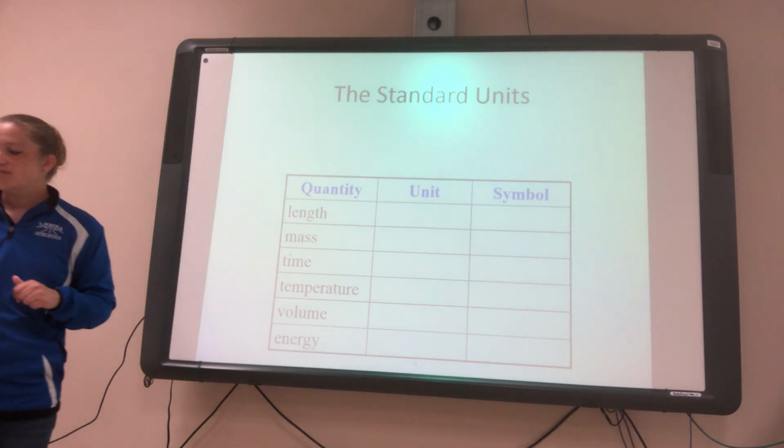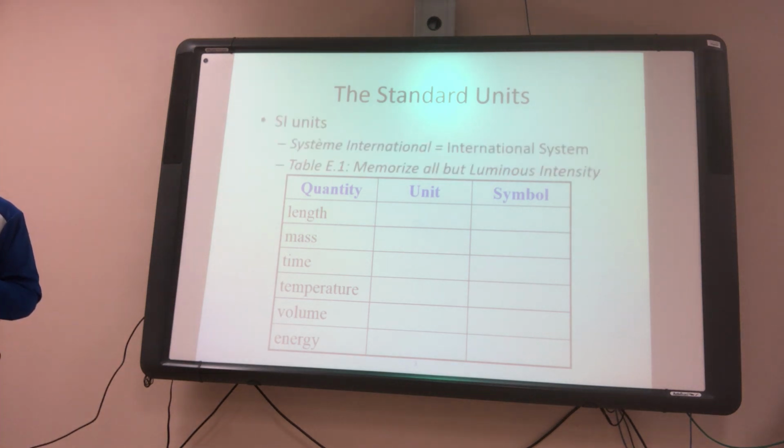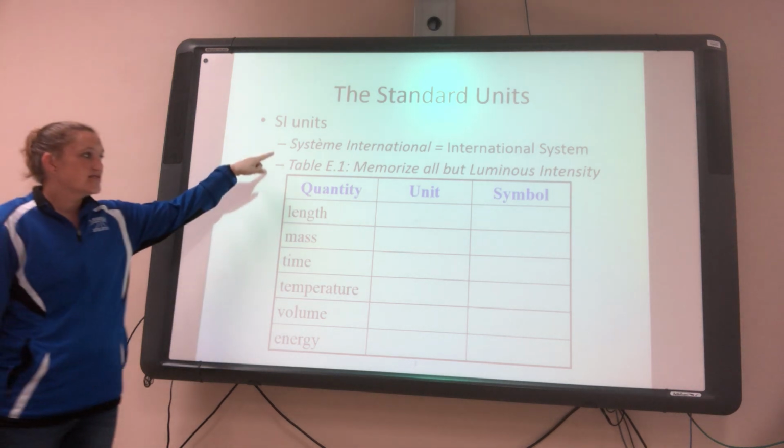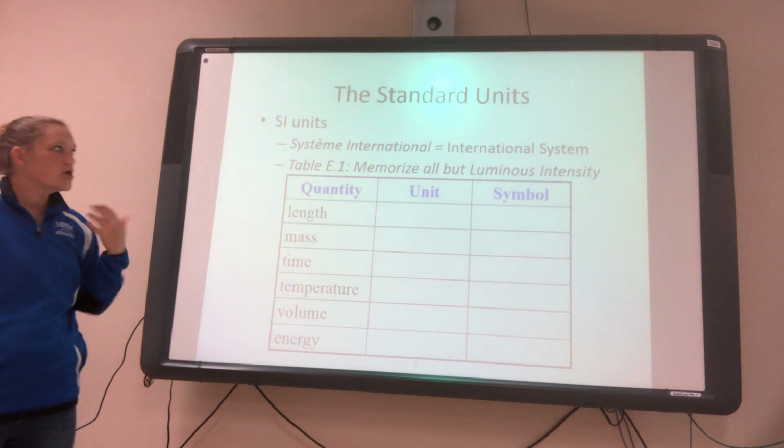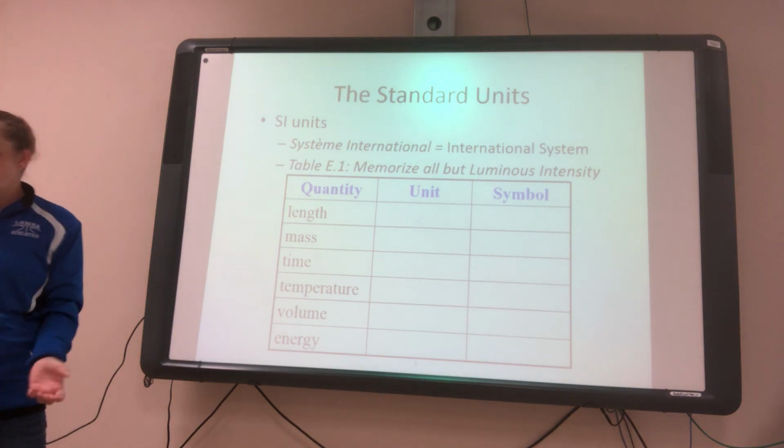Okay, so let's talk about some standard units. Standard units are called SI units. SI just stands for System International, or International System. And so you might want to know, well, why do we need international units?